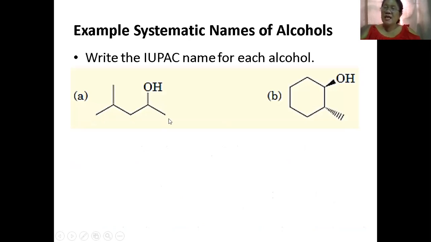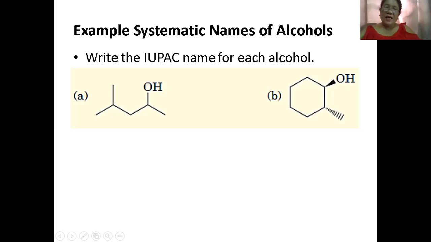The first thing is to get the parent. It's 5, meaning it is pentane. Take away the E, it will be -ol, so pentanol. But where can we find our OH? We should not have this as carbon 1, because then our OH will be carbon 4. But if we have this as carbon 1, our OH will be carbon 2.